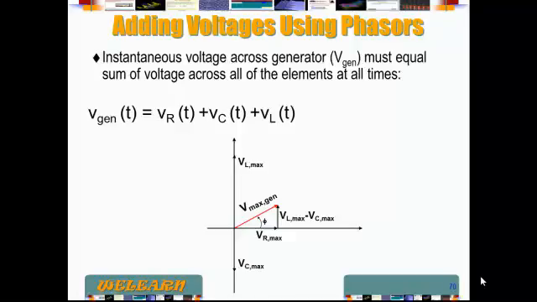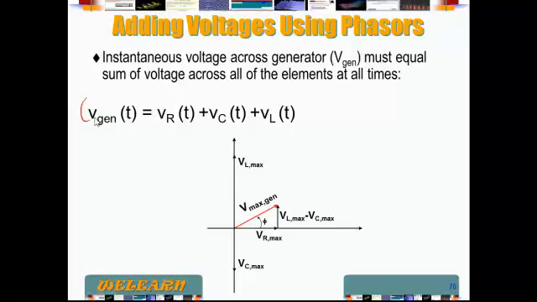So what's all the fuss about? What do we need phasor diagrams for? Remember first the expression that's relating the voltage across the generator to the voltages across the resistor, capacitor, and inductor for a series RLC circuit. That expression that we have here.